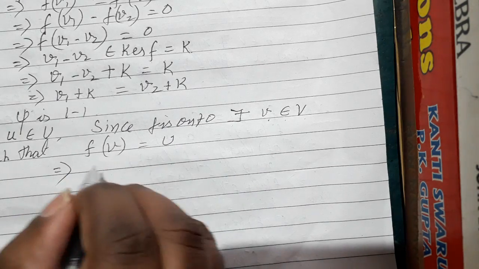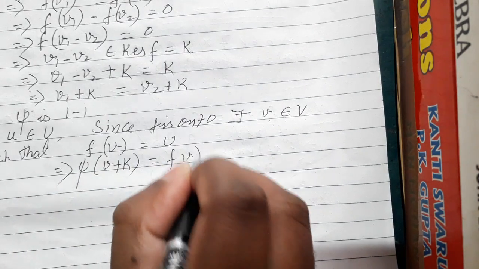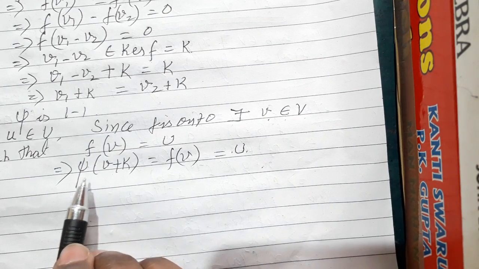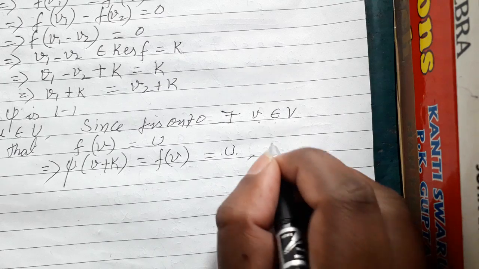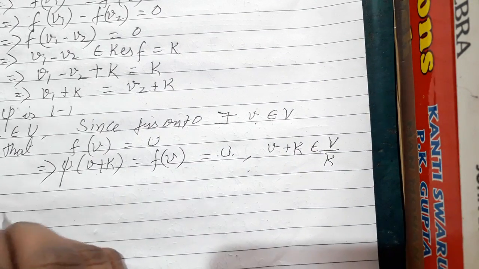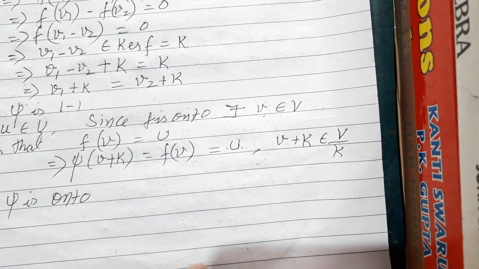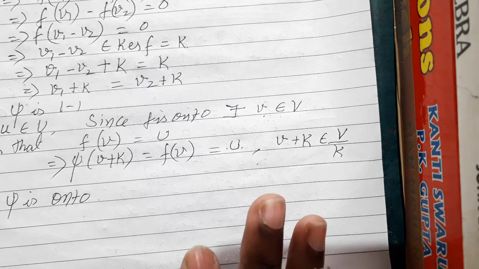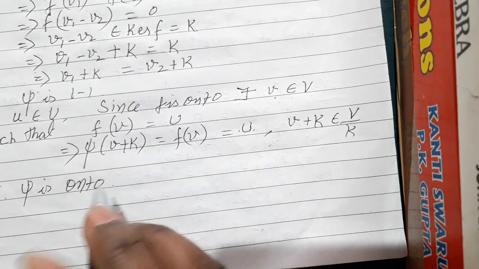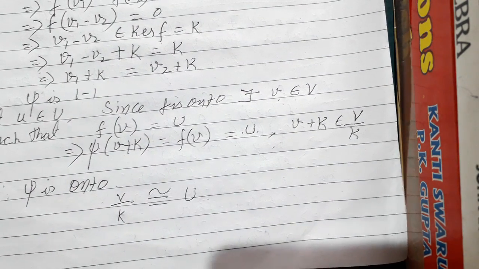Now what is f of v? f of v is nothing but psi of (v + K), which is equal to f of v, which is equal to u. So I took one element u in U, and I find that its preimage is v + K, where v + K belongs to V/K. Therefore psi is onto. So psi is 1-1, onto, and a vector space homomorphism. Therefore these two vector spaces are isomorphic to each other. So we have here V/K is isomorphic to U. Thank you.